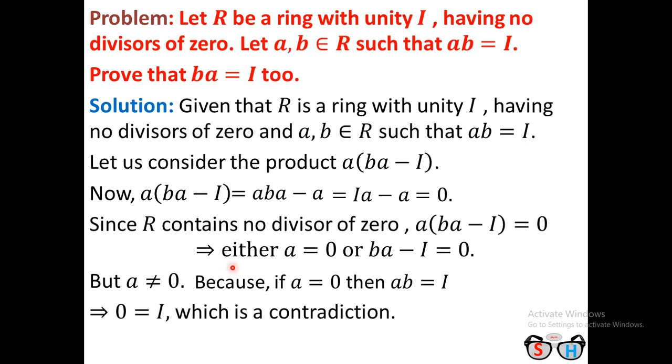So here two cases arise: A equal to 0 and BA − I equal to 0. So A equal to 0 is not possible. So BA − I must be equal to 0. That means BA equal to I. Hence it is proved. I hope that you understand this problem also.